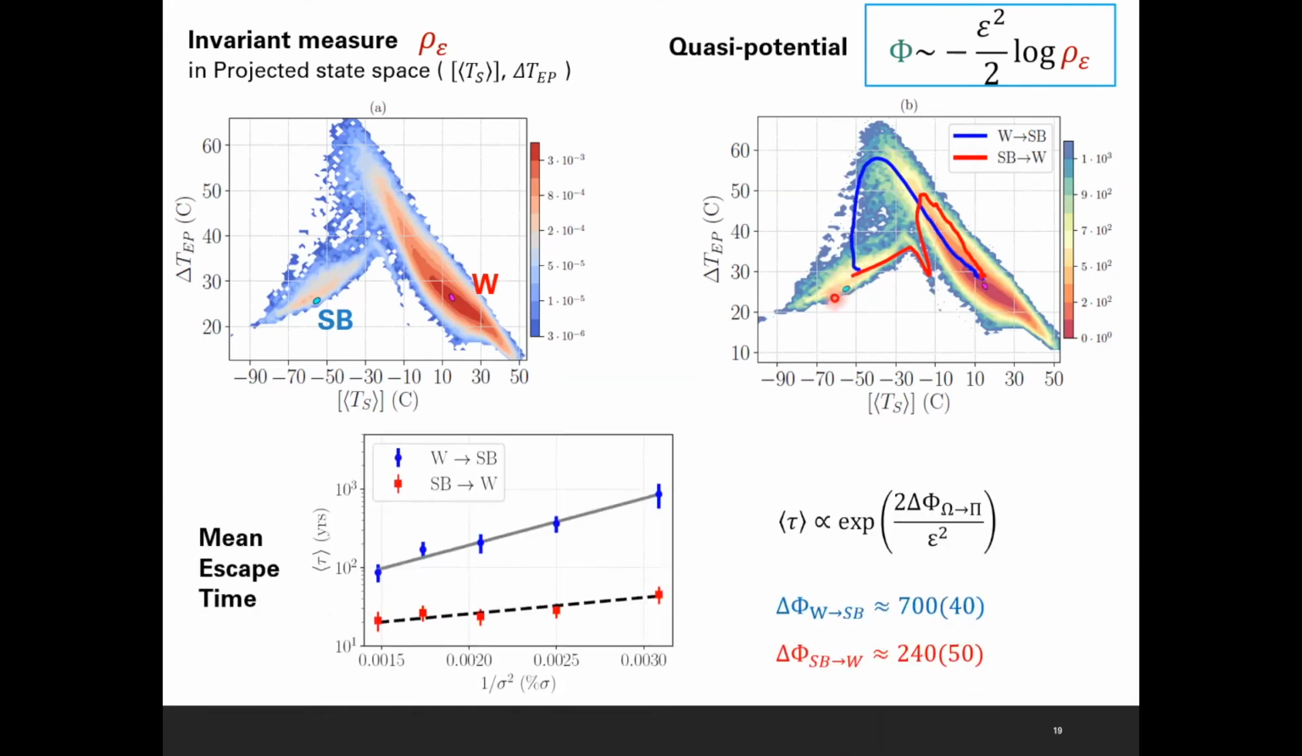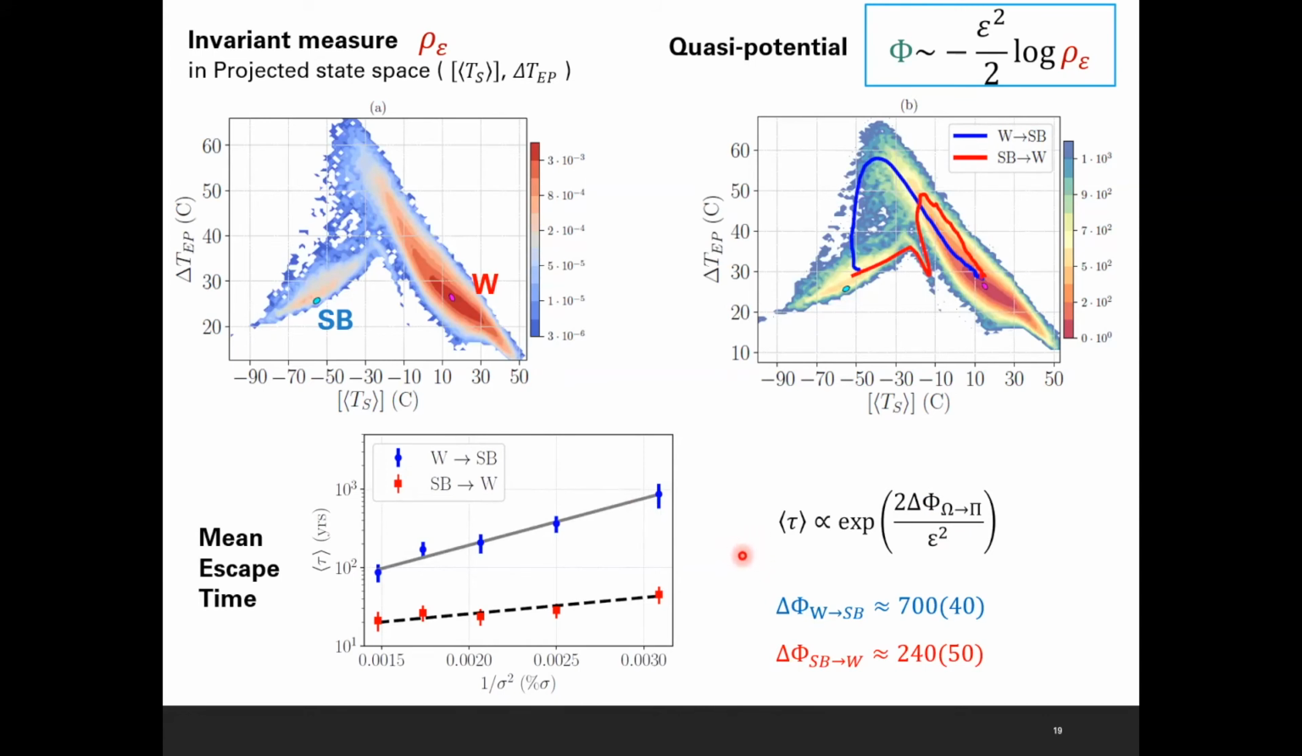You can, of course, again measure the escape time, so the permanence time within each basin of attraction, and it follows the same law that holds for Gaussian noise. Okay, so this exercise was done only for Gaussian noise, so no Levy noise for the system. And from this fitting, you can get the heights of the quasi-potential.